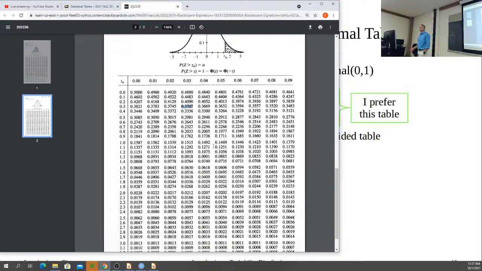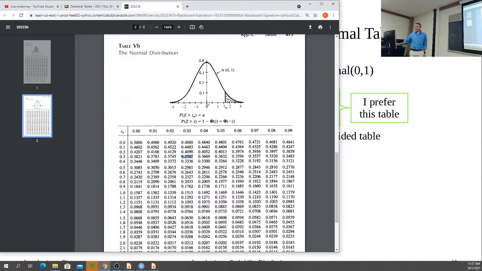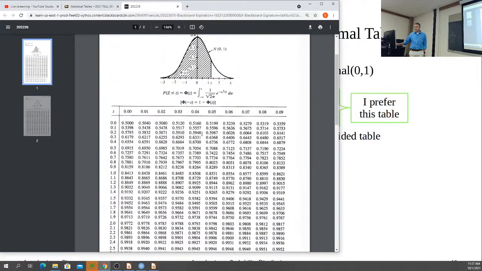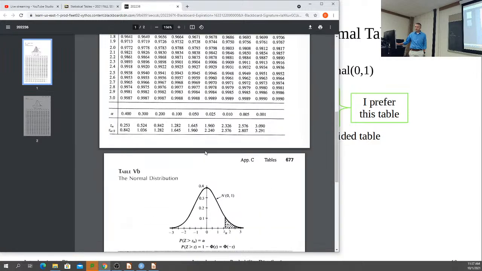Couldn't you just subtract it from 1? Yep, you can definitely subtract it from 1, because again, the area under the curve equals 1. This 0.3707 is this one's mate, is what I'll call it. So 0.37 whatever plus 0.6293 gives us 1. So yeah, you can do 1 minus to get this value, or you can use this second table.